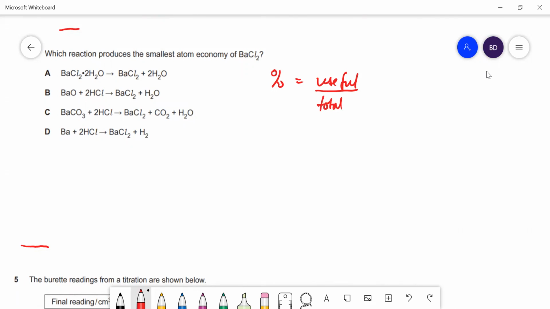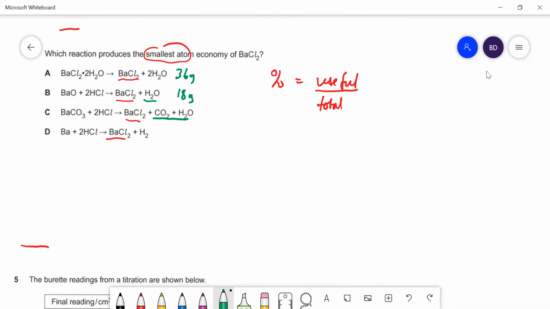So in every case, we make 1 mole of barium chloride. So we just need to see which one is going to give us the most mass of all the other stuff, and that will give us the smallest atom economy. So look, 2 moles of water, 2 times 18, that's going to give us 36 grams of water for every 1 mole of barium chloride. That's going to give us 18 grams.